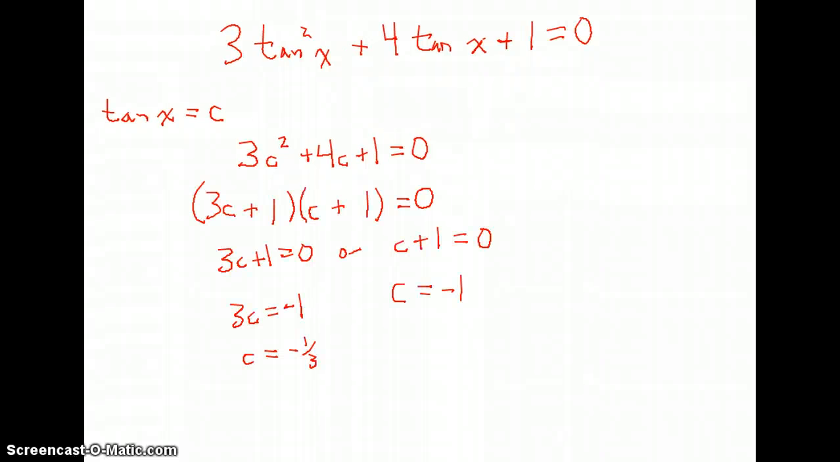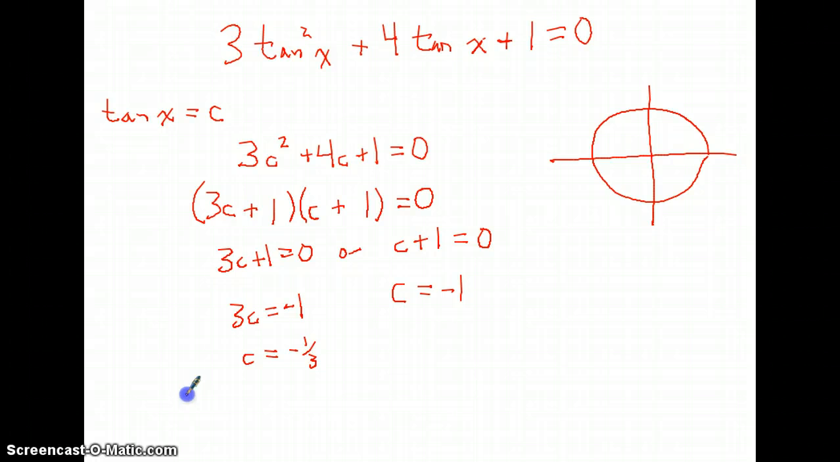Okay, so the first thing I did was I solved the equation for c, and I got 2 answers. C could either be negative 1/3 or it could be negative 1. Now, in the unit circle, remember that c stands for tangent, so I'm looking for tangent of x equals either negative 1 or negative 1/3.